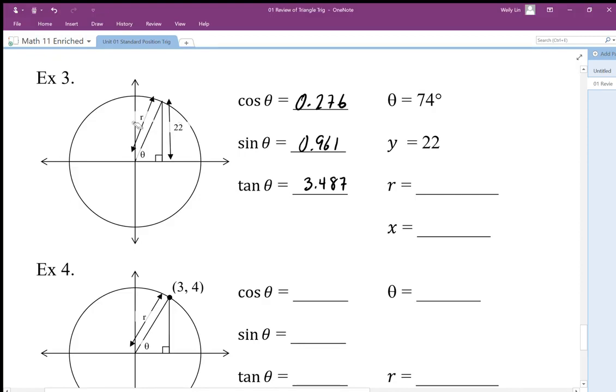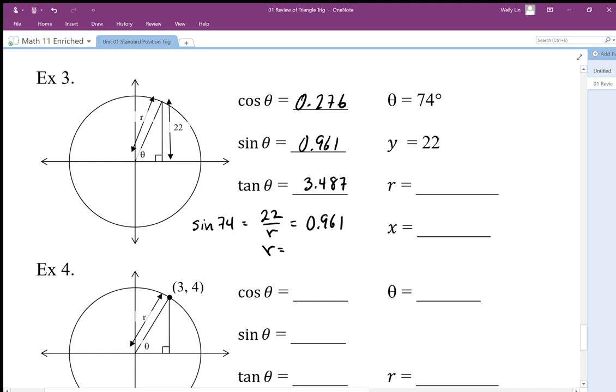Now we've been given the y coordinate of 22. To calculate the different parts now, I have ratios here, and these are all related to length measurements. So at this point I don't need my calculator to convert between angle and ratio anymore. I can just use these terms and say this. So I know that the sine ratio, sine of 74 degrees, is going to give me 22 over the radius, and I know that sine ratio is 0.961.